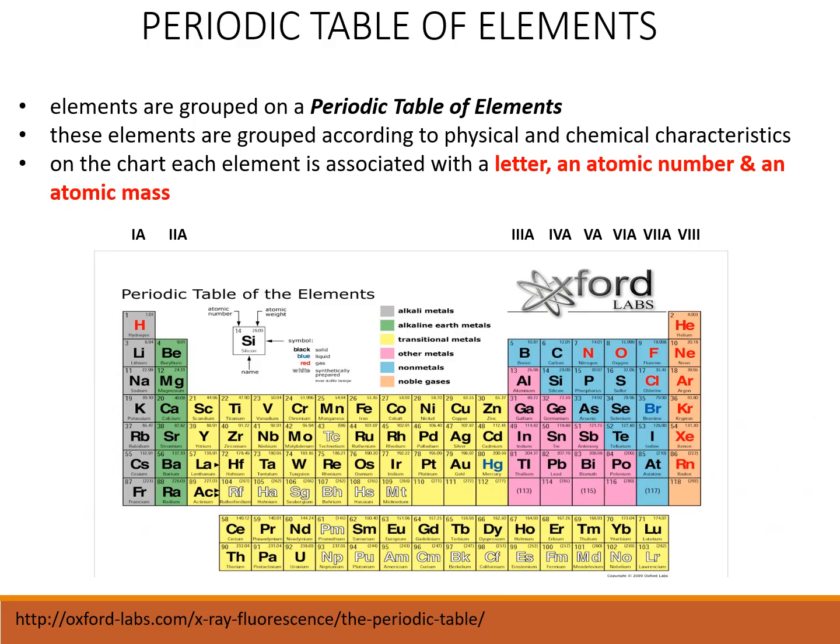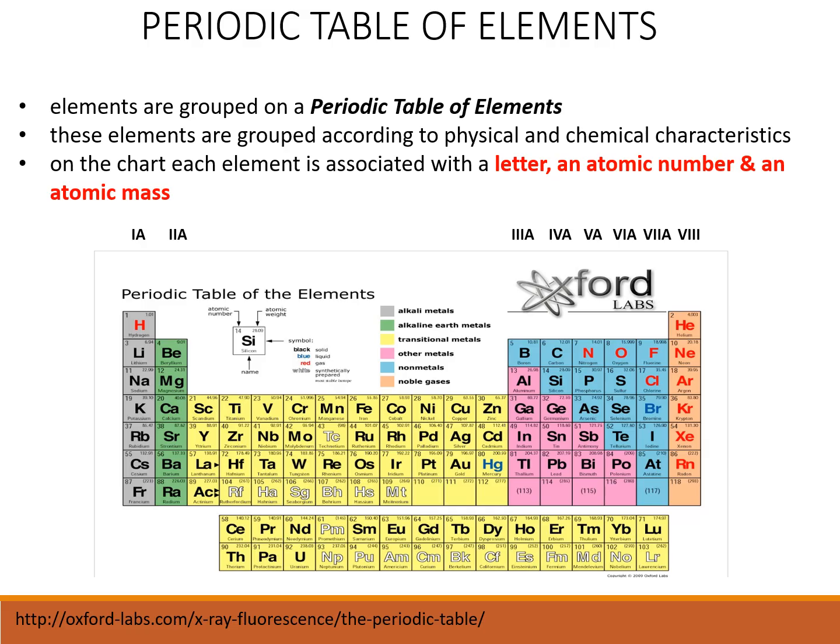So I've mentioned the periodic table of elements in the previous slide. And what is a periodic table of elements? Well, it is basically a table that contains elements. The periodic table of elements takes the naturally occurring elements we find on Earth, and we group them according to their physical and chemical characteristics. Each element on the chart is associated with a letter, an atomic number, and an atomic mass.